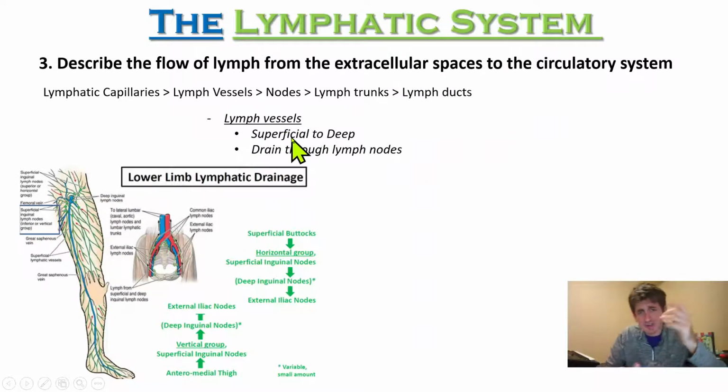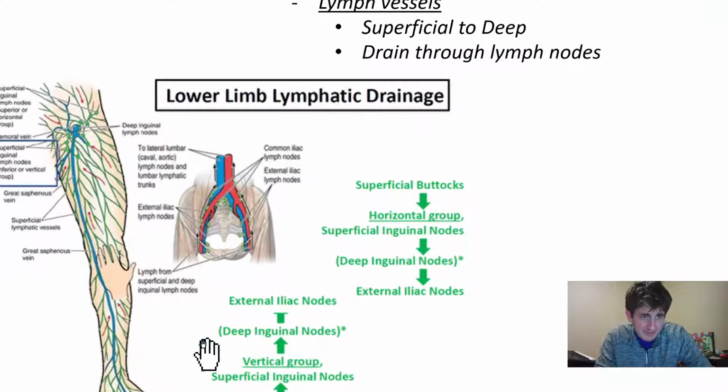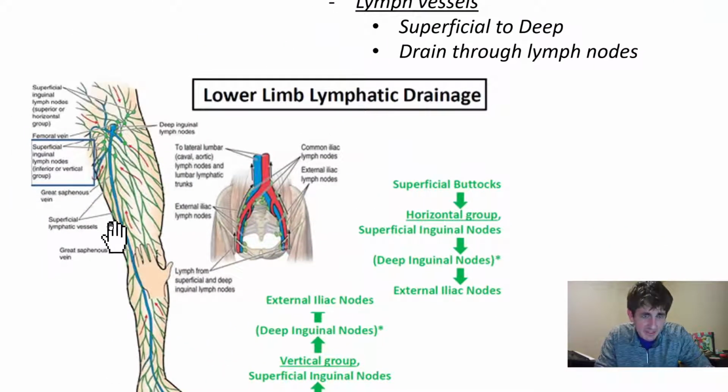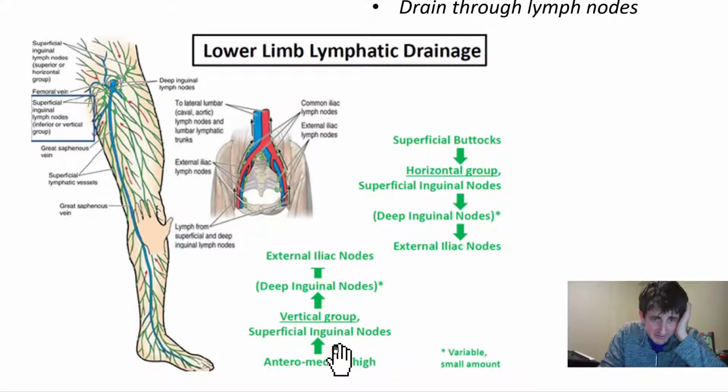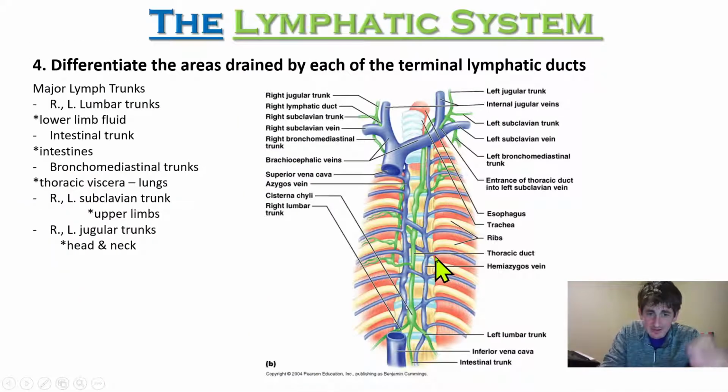So lymph vessels always flow and drain superficial to deep. So they drain through lymph nodes. We can see the anterior medial thigh, and we can see the great saphenous vein here, and superficial lymphatic vessels. You're going to drain first to the superficial inguinal nodes right here, then drain into the deep inguinal nodes, right? All right. So lastly, differentiate areas drained by each of the terminal lymphatic ducts.